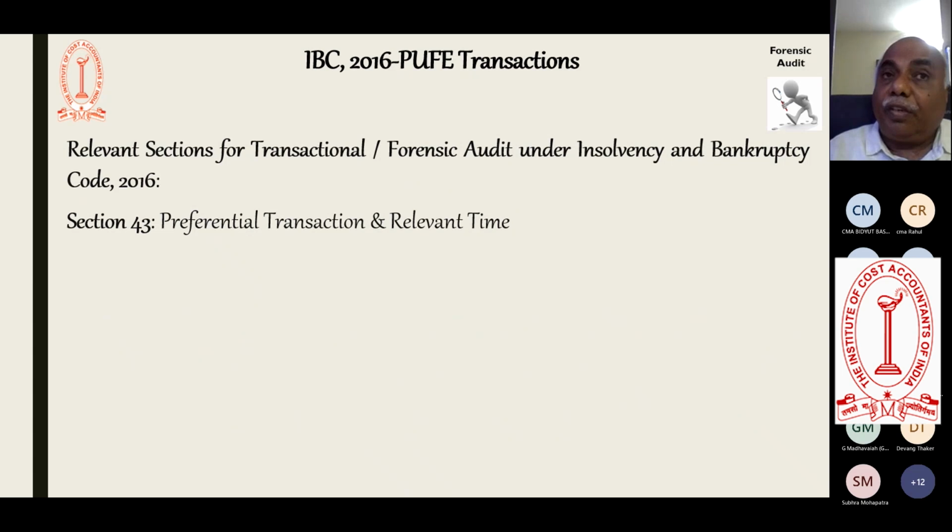Relevant sections for the transaction or forensic audit of insolvency: Section 43, preferential transaction, relevant time one year, two years. They can go up to one year for non-related parties, and related party transactions up to two years. But this is only for guidance. If any wrong things are there beyond that, you can also take the permission of the adjudicating authority and move beyond two years. So, Section 43, preferential transaction and relevant time.